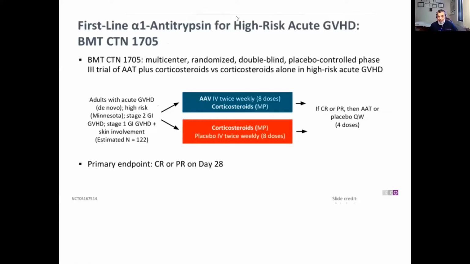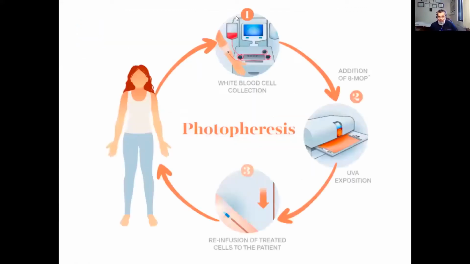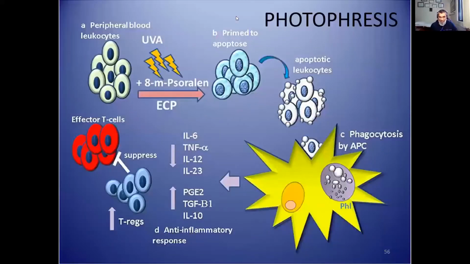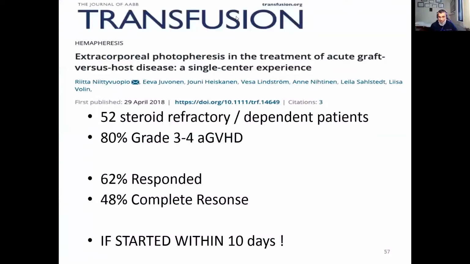People have also tried alpha-1 antitrypsin for high-grade acute GVHD, in another BMT CTN trial from 2017 that is still going on. Then there are other techniques such as photopheresis, which works by dyes such as psoralen that you label T cells with, and it selectively removes your alloreactive T cells and leaves behind good T cells, and sort of dampens the immune system by mechanisms, some of which are known, some of which are not. And it has data in acute GVHD.